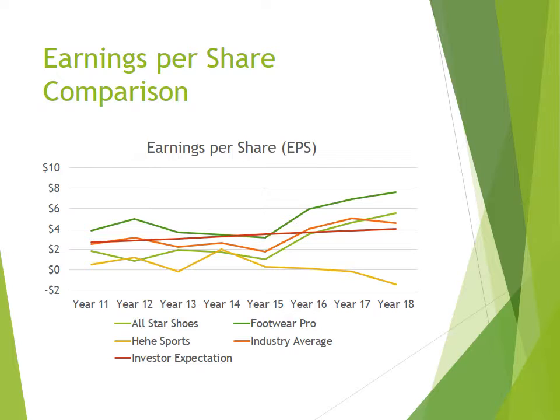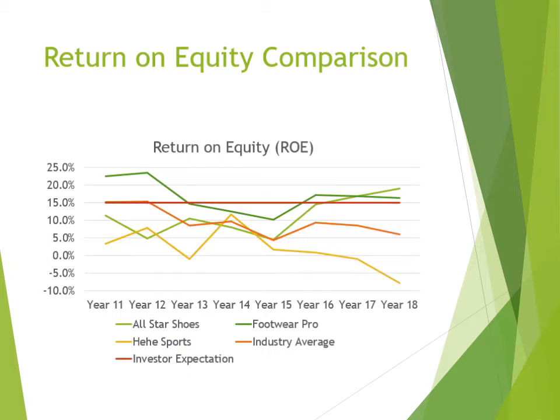As you can see in the graph, All-Star Shoes struggled to increase EPS consistently through year 15. After formulating a 3-year plan, the company was able to increase performance and raise EPS through years 16, 17, and 18, ending the game at $5.52 per share.